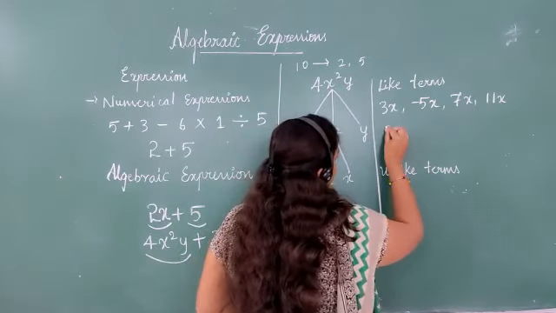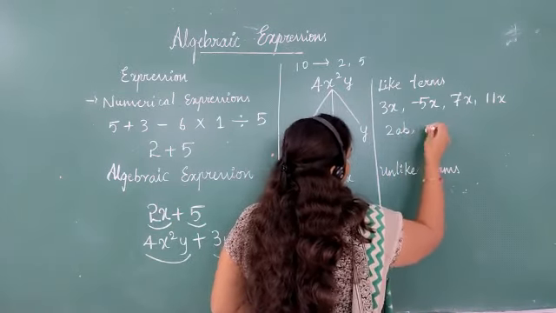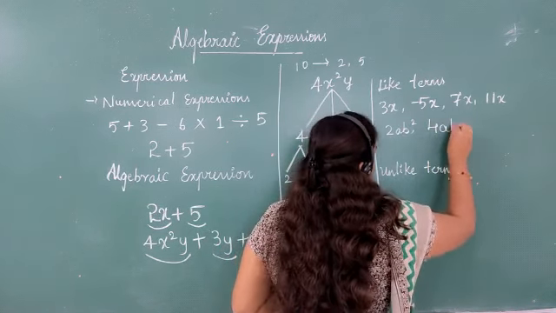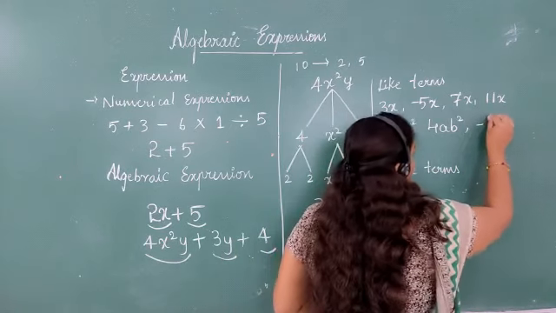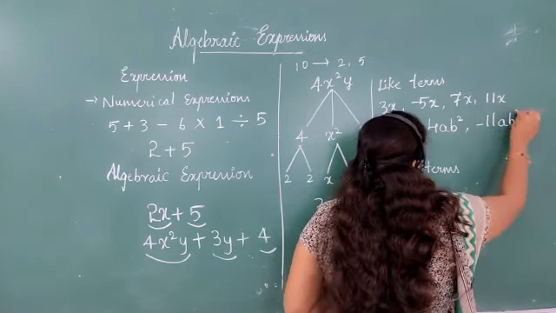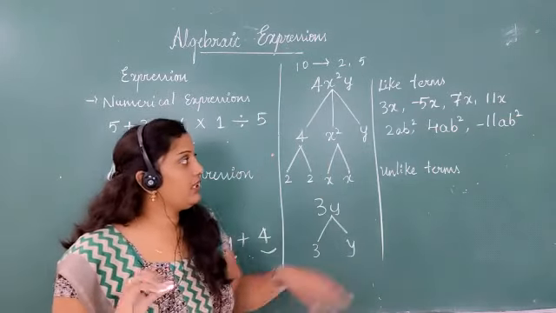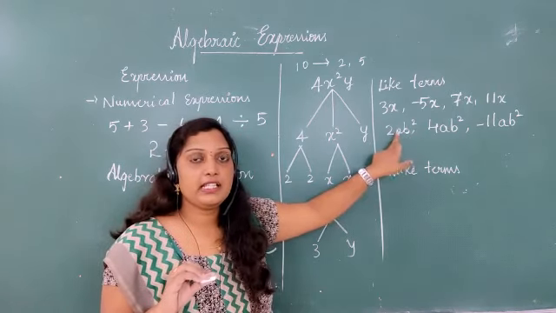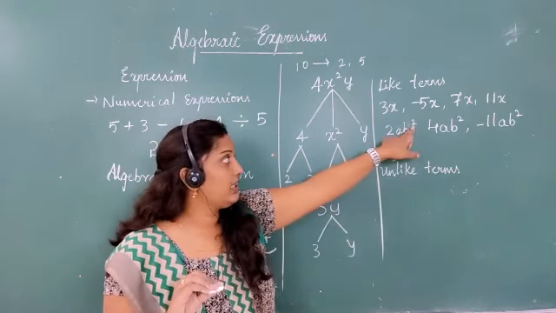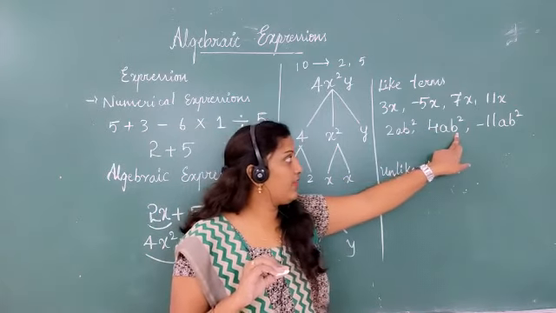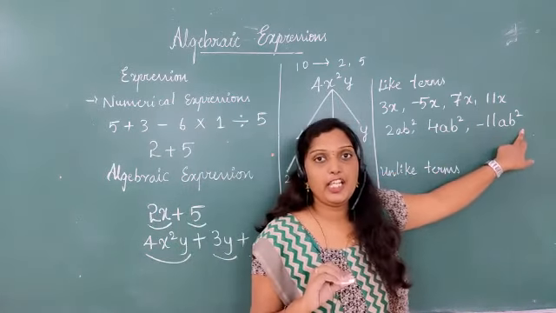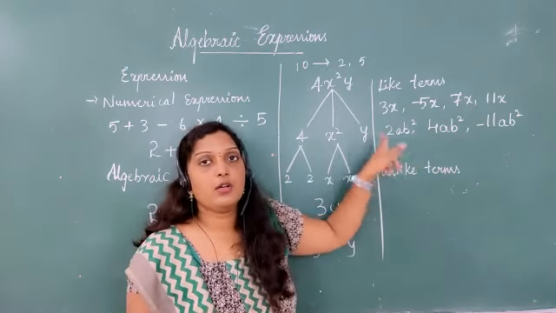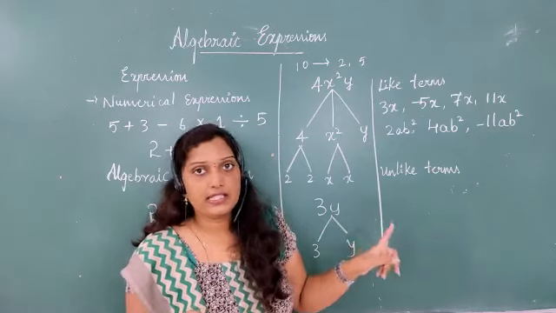Similarly, one more example I will take. 2ab square, 4ab square, minus 11ab square. So what can you observe here? In 2ab square, the variable is ab and the power is b square. Here also you can observe ab square, and here also ab square. So you can take these as like terms because all the variables and their powers are the same.